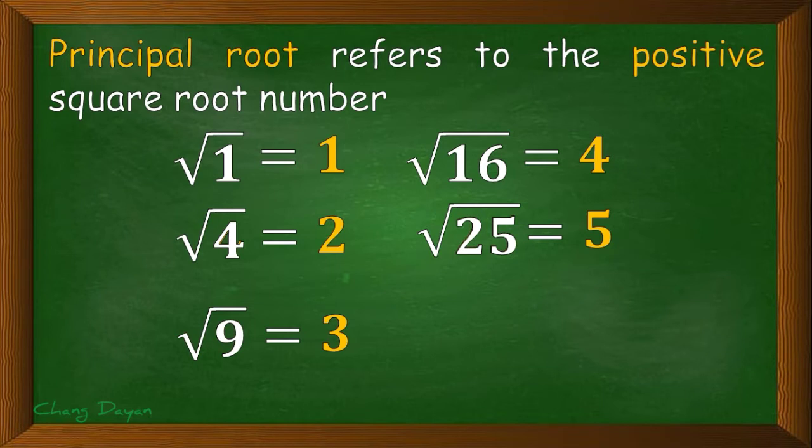Principal root of 9, the answer is 3. 3 times 3 is 9. Principal root of 16, the answer is 4. Principal root of 25, the answer is 5.